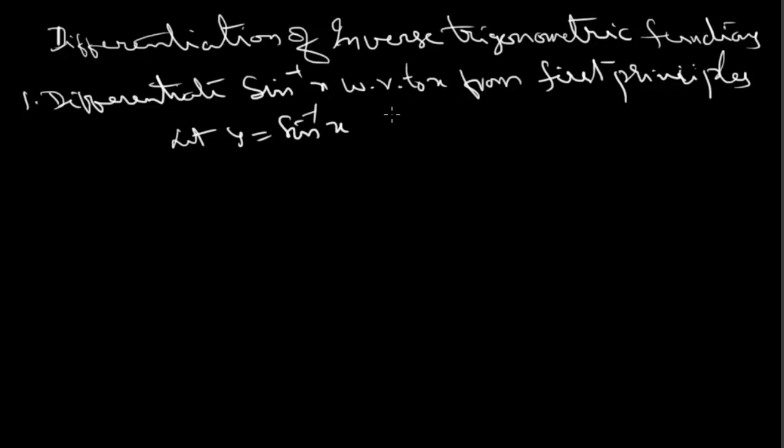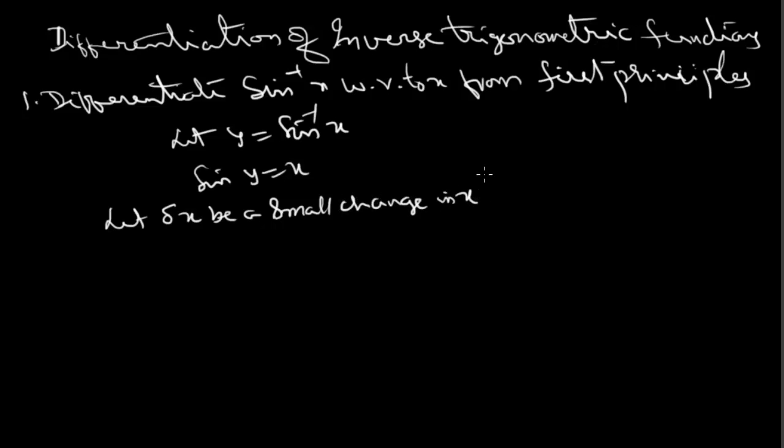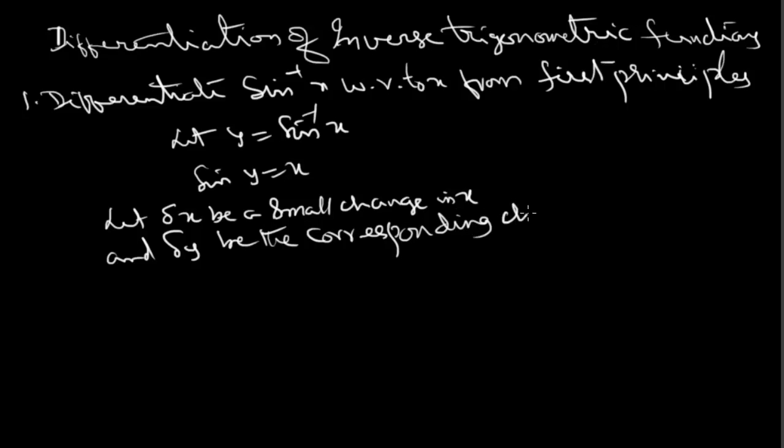So there are two methods. Directly you can do it, or sin inverse can be brought this side if you know the inverse functions. Sin y is equal to x. Let delta x be a small change in x and delta y be the corresponding change in y. So you have got x plus delta x is equal to sin of y plus delta y.